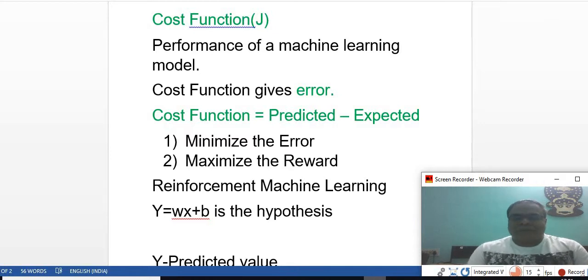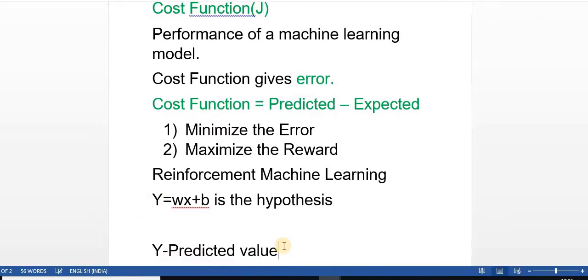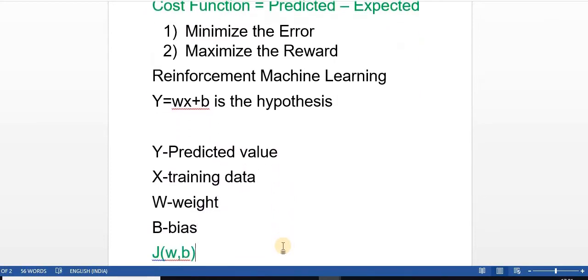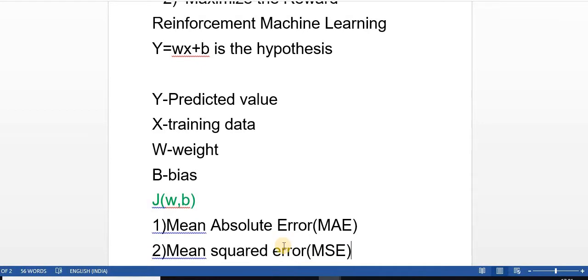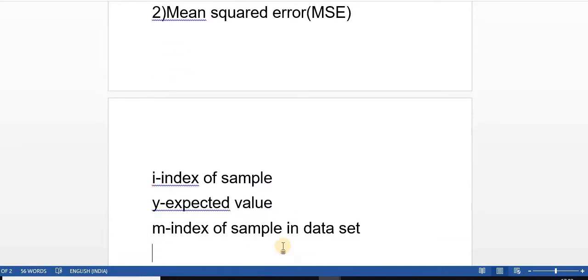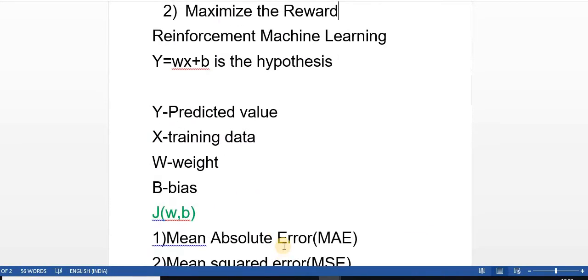And again, I discussed y is equal to wx plus b. It is the hypothesis or the machine learning model we use. Here y is known as the predicted value. All these parameters I can explain once more. y is the predicted value, and x is the training data. In this hypothesis you can clearly understand. This is what we are going to discuss now.